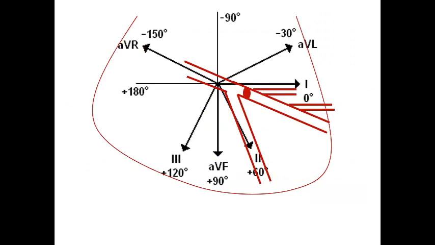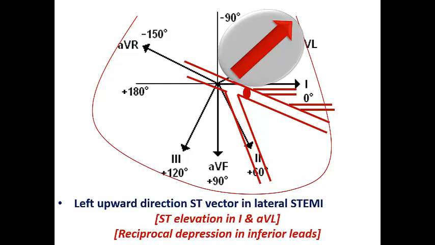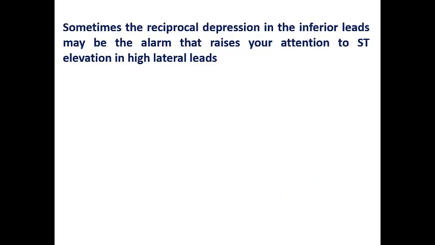Here, if the occlusion is in the LCX itself, it results in lateral wall infarction, and the injury current is directed toward I and aVL, so mostly it would result in ST elevation in I and aVL. It is away from the inferior leads, so the reciprocal depression appears in the inferior leads, resulting in ST depression in leads II, III, and aVF. Sometimes the reciprocal depression in the inferior leads itself may be the alarm that raises your attention to ST elevation in the high lateral leads.